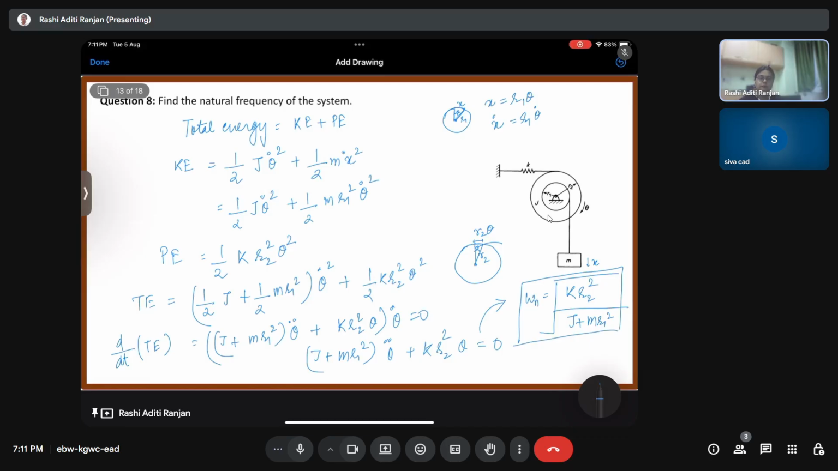Okay, I hope this is clear. What did we do? We found the total energy. Total energy was constant because there is no dissipation. So we differentiate the total energy with respect to time, and upon differentiating, we get the equation of motion, and from there we get the natural frequency. Okay, I hope this is clear.